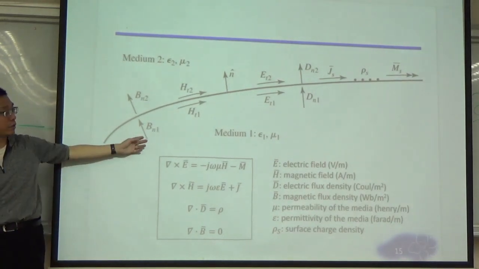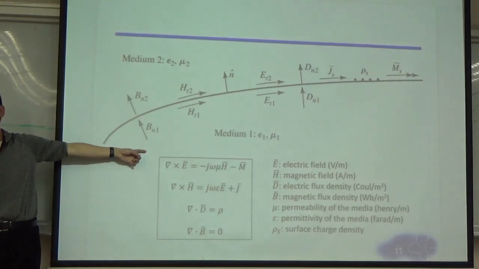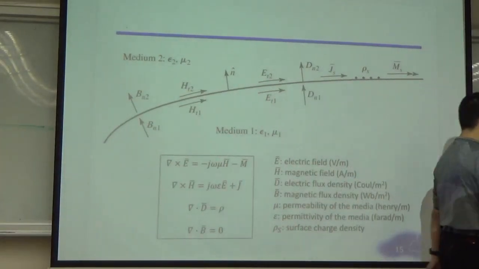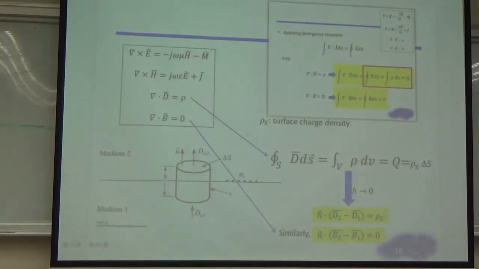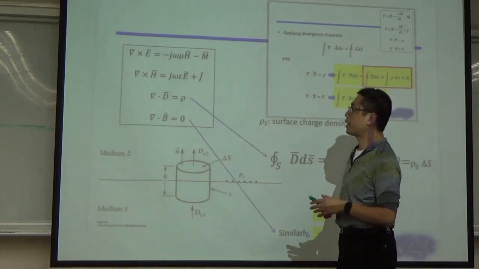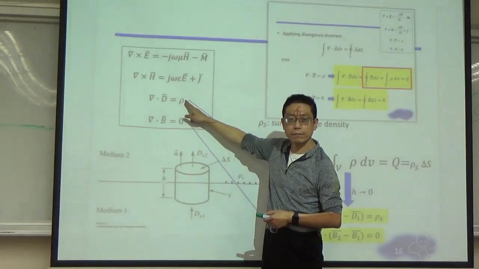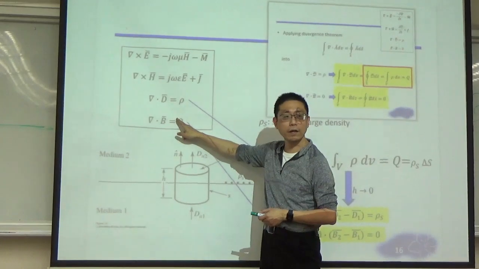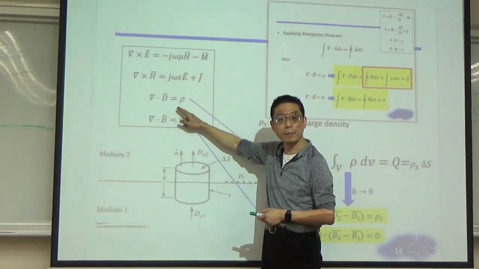This is a picture from the textbook. You will refer to the textbook after you update your textbook. So first of all, we consider the Maxwell equations, the phasor form of the differential Maxwell equations. We consider the third one and the fourth one, these two equations.